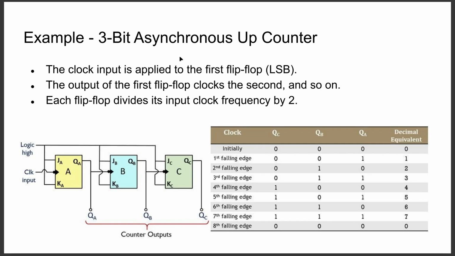So here's an example of an asynchronous up counter. The clock input is applied to the first flip-flop, or least significant bit. The output of the first flip-flop clocks the second, and so on. Each flip-flop divides its input clock frequency by 2.